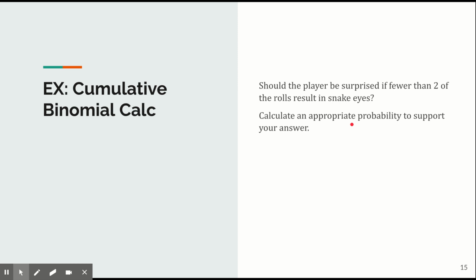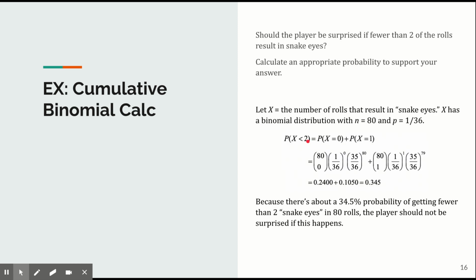All right, here's a cumulative binomial calc. So this is binomial CDF. Should the player be surprised if fewer than 2 of the rolls result in snake eyes? Calculate an appropriate probability to support your answer. So I want to know the probability that 2 or less, that's the probability of 0 or 1. Right, so let's go back and let's define x as the number of rolls that result in snake eyes. X has a binomial distribution with n equals 80 and p equals 1/36, right?